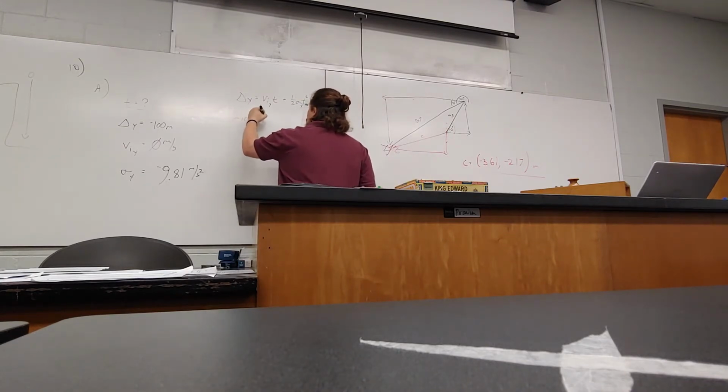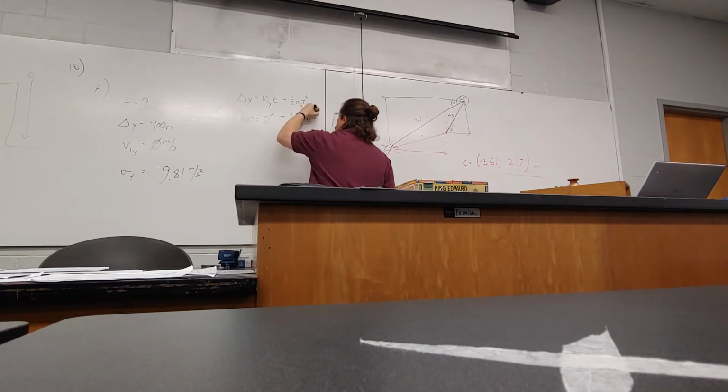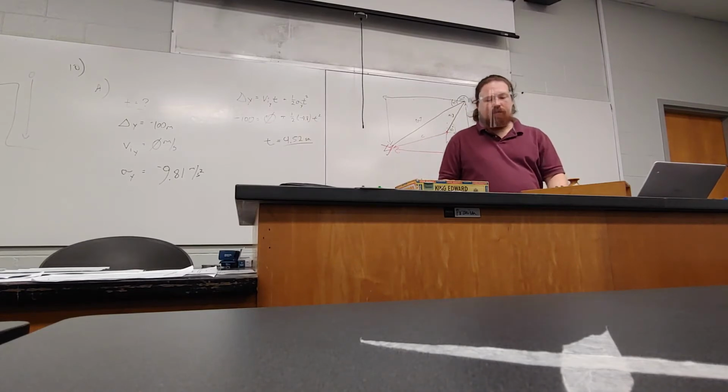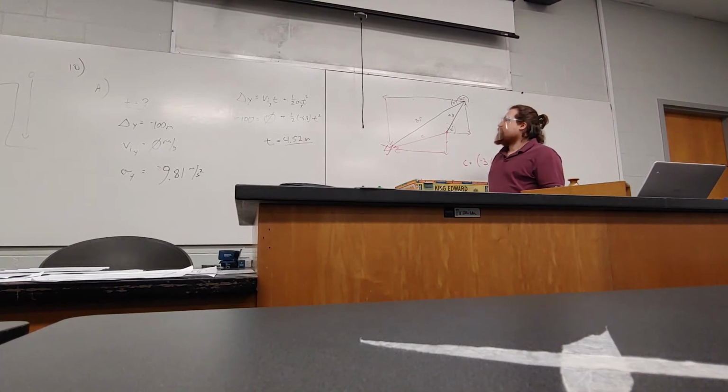Negative 100 equals, this whole term falls away to 0 because v initial is 0, plus 1/2 times negative 9.8 times t squared. Solve for t, and we get 4.52 seconds.